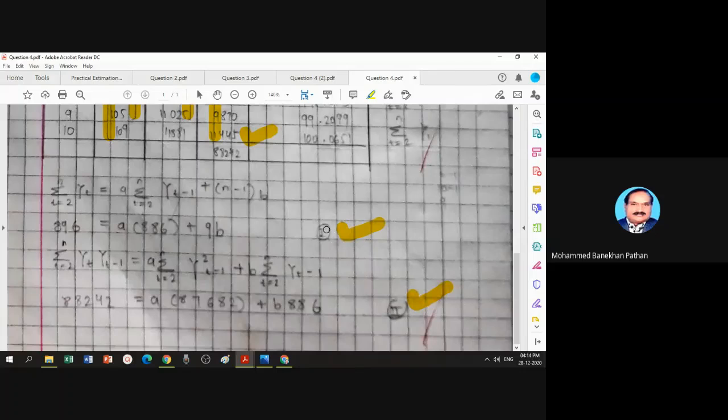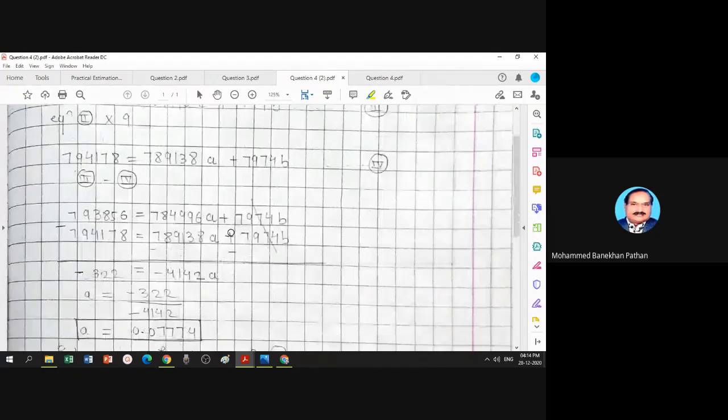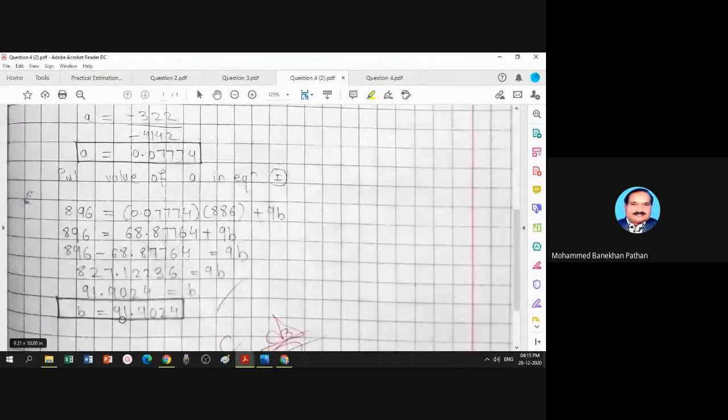So by solving equation 1 and equation 2 with your school mathematics, you are able to decide the value of small a. I told you how to solve the equation. Equation 1 multiplied by 886 to cancel one of the constants, so you get equation 3. Equation 2 multiplied by 9, you get equation 4. Make 3 minus 4. This same constant gets cancelled, and you get the value of a. Put a in any one equation and solve that, you get b.